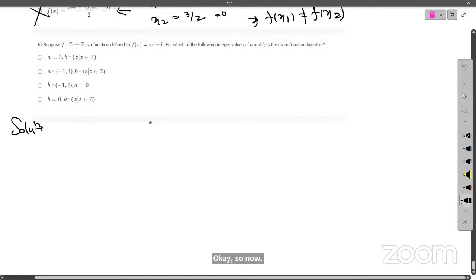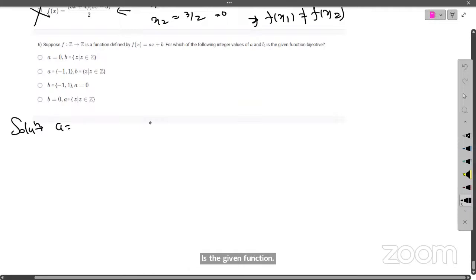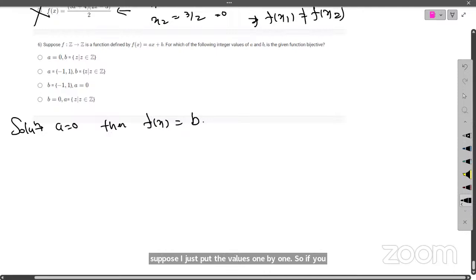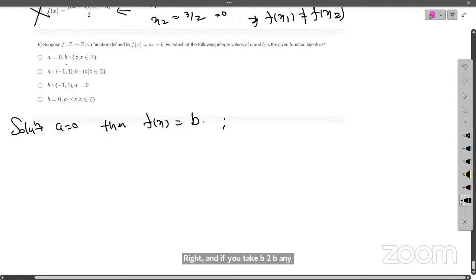So suppose f is from integer to integer, a function defined by f of x is equal to ax plus b. For which of the following integer values of a and b is the given function bijective? Okay, so now if you just put the values one by one, if you take a to be equal to 0, then what happens? Your function f of x is just a constant function b, right? And if you take b to be any number, so here it says b is equal to all z such that z belongs to integer. So that means you can take any integer.